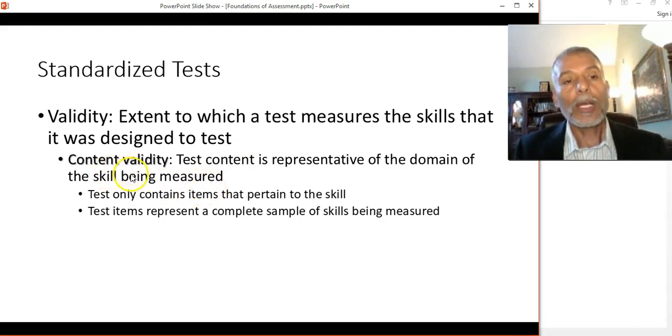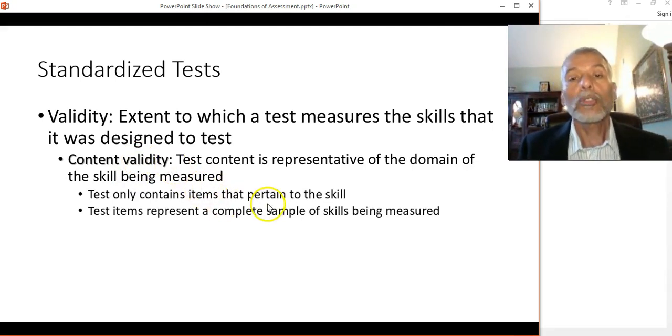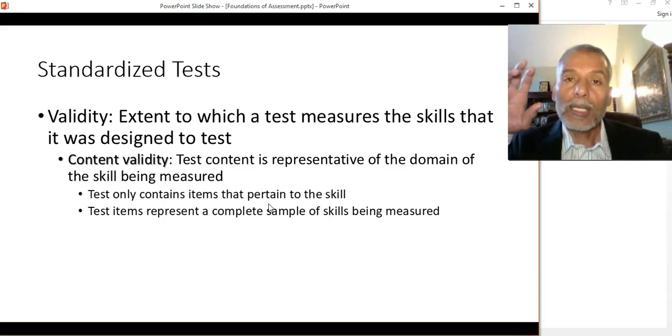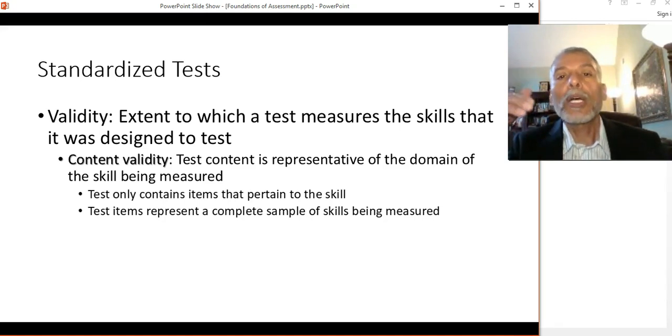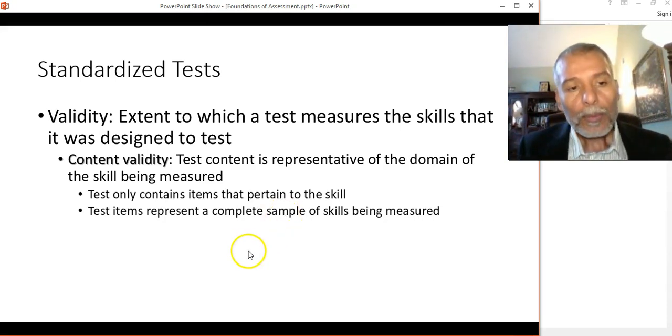So there are different kinds of validity, and there is content validity, again, that the content should represent the domain. If I'm testing semantic skills, the content should test every aspect of semantic skills, and every aspect is probed or assessed or measured by one or more items that pertain to semantics.